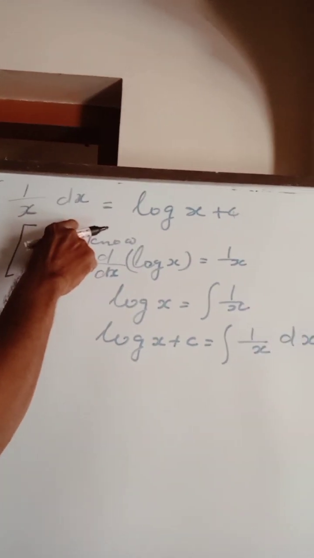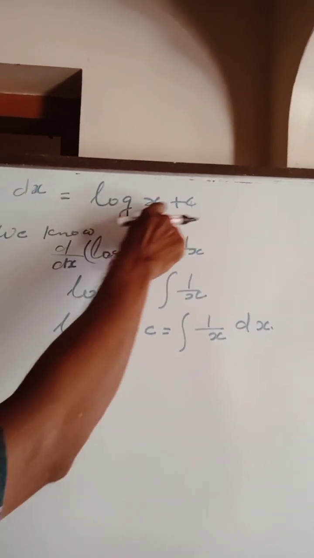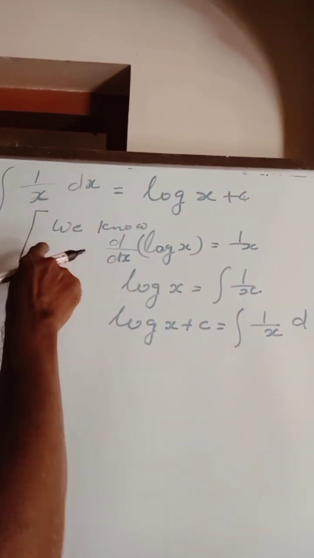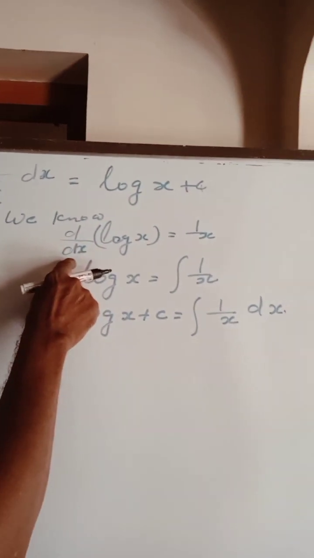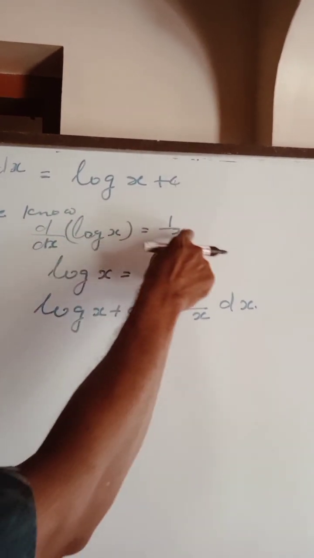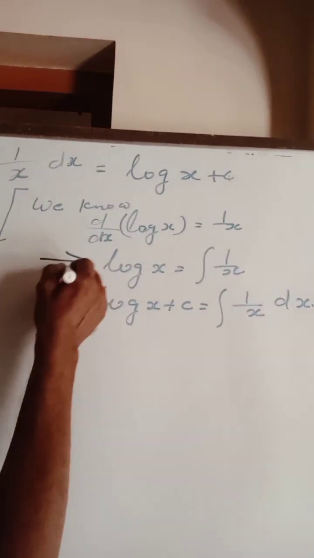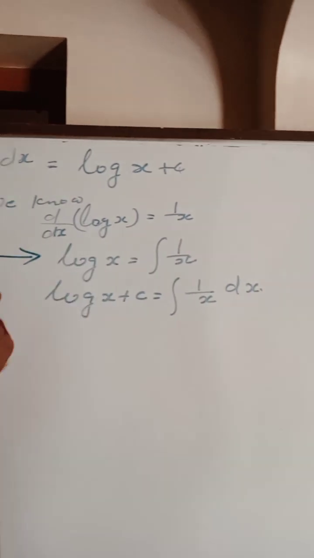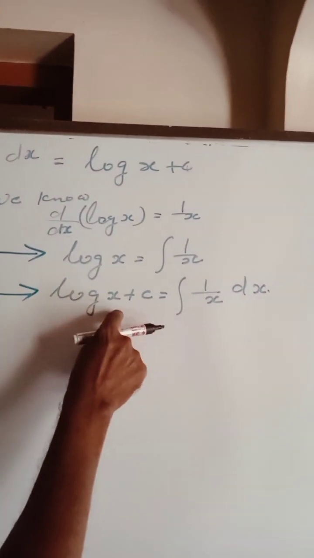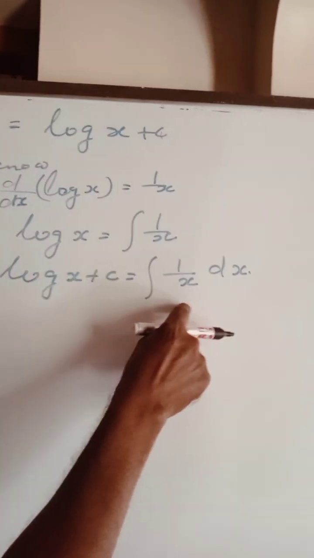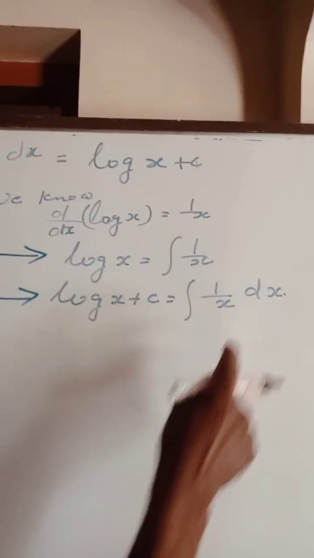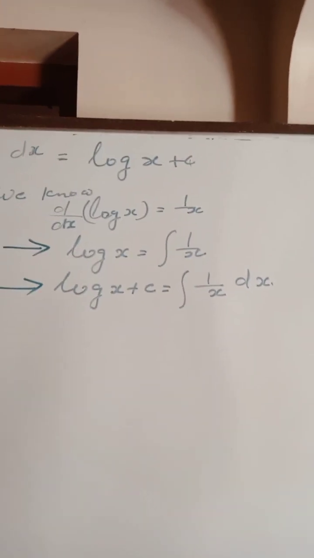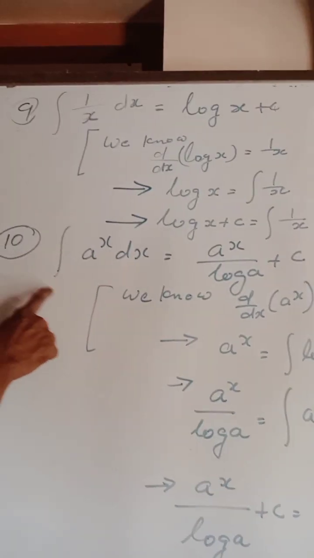Ninth one, integration of 1 by x dx is equal to log x plus c. We know d by dx of log x is equal to 1 by x, which implies that log x is equal to integration of 1 by x, which implies that log x plus c is equal to integration of 1 by x dx.